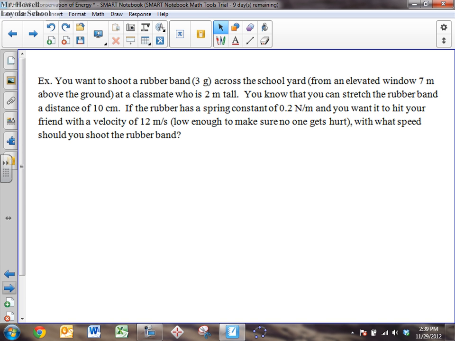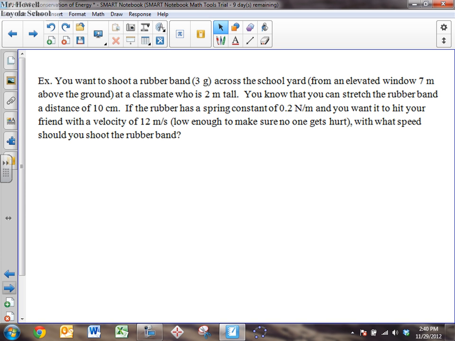So what I'm going to do is this. I'm going to look at the problem and think logically for a second. The person is standing at a windowsill, elevated, so he or she has potential energy. The person is also pulling back on a spring in the form of a rubber band, so he or she has potential energy of a spring. The person is also giving the rubber band some initial velocity, some sort of flick, if you will. So it has all types of energy in the beginning. It's got kinetic, potential, and potential in a spring.